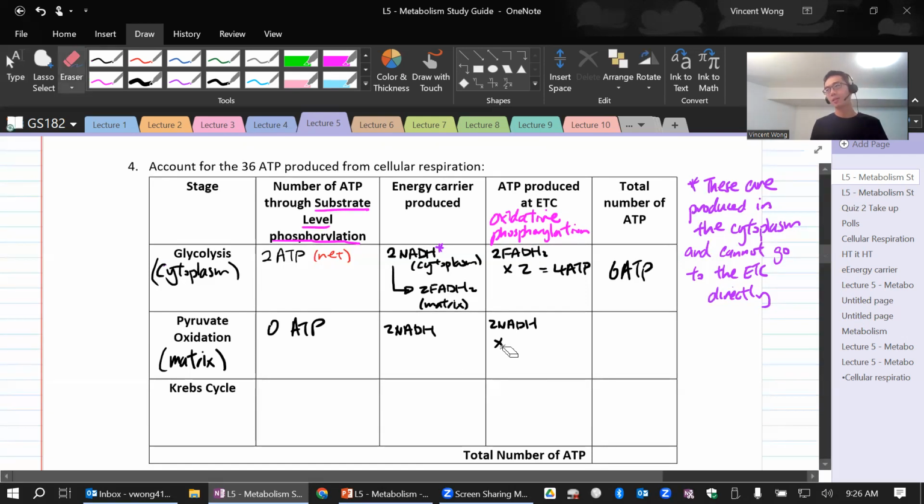Well, we don't multiply by 0. What do we multiply by for NADH? 3, that is correct, because each NADH has enough energy to produce 3 ATPs, right? Okay, so that is going to be 6 ATP. And when we add them up, 6 plus 0 is 6 ATP, right?